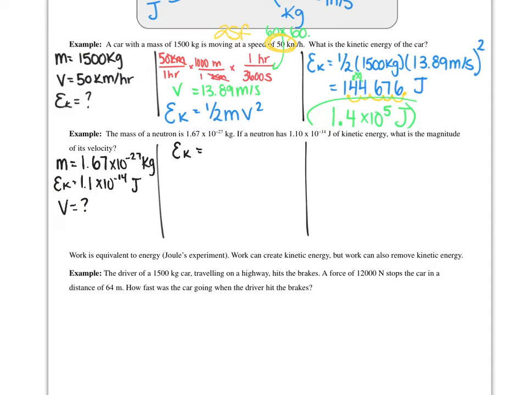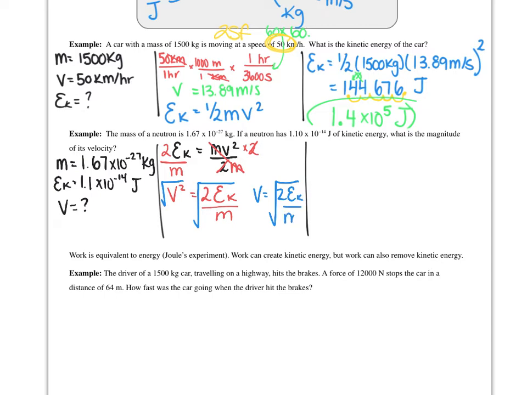So EK is equal to mv squared divided by 2. Remember that dividing by 2 is just the same as multiplying by half. To rearrange, I'm going to multiply both sides by 2, and that'll cancel this. And I'll divide both sides by m, canceling m. I'm left with v squared is equal to 2 times EK all over m. To solve for just velocity, we square root both sides, and we get that velocity is equal to the square root of 2EK all over m.